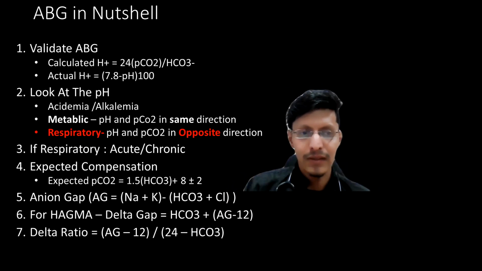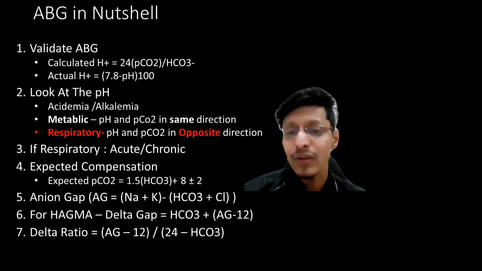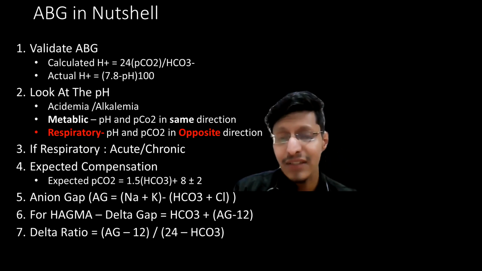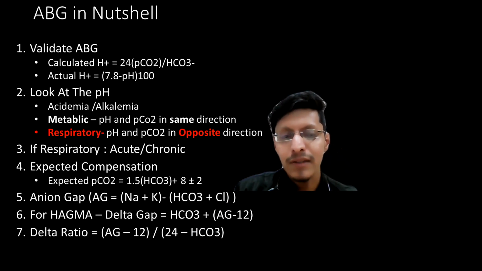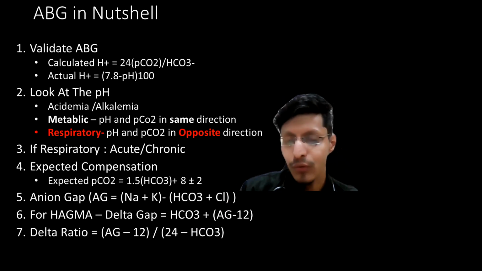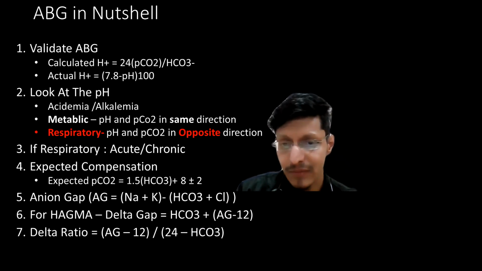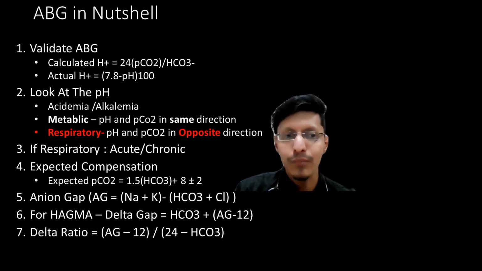I hope it is clearly visible. So first of all, I have told you that you have to get a pH and a serum electrolyte. After getting these two things, now you have to validate your ABG by calculating the H plus, that is 24 into PCO2 by bicarbonate. The calculated H plus value should be within a difference of two and not more than two.